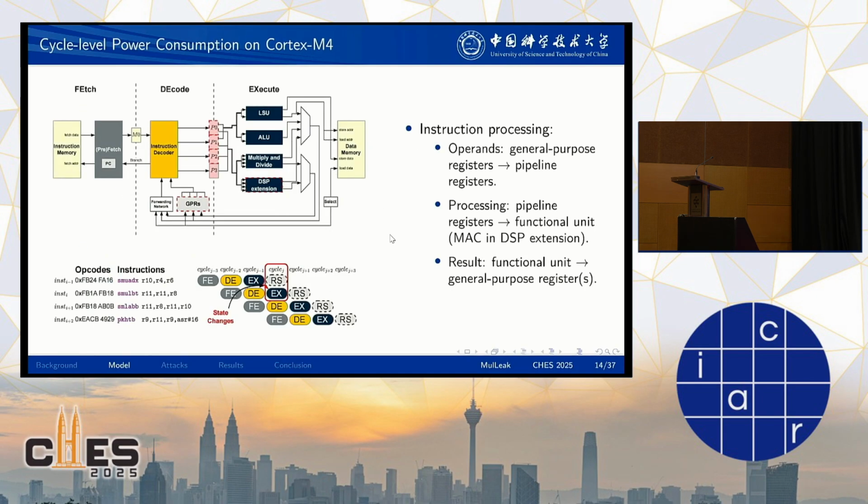First of all, we discuss the power consumption of Cortex-M4 during a single clock cycle. The left figures show the pipeline architecture of the device and the state changes during a clock cycle. For each instruction, operands are transferred from general purpose registers to pipeline registers, then processed in the function unit, here marked as DSP extension, and then the results are written back to the destination register.